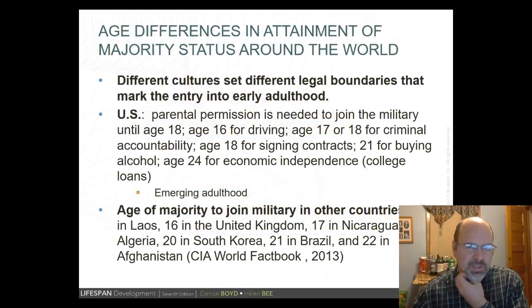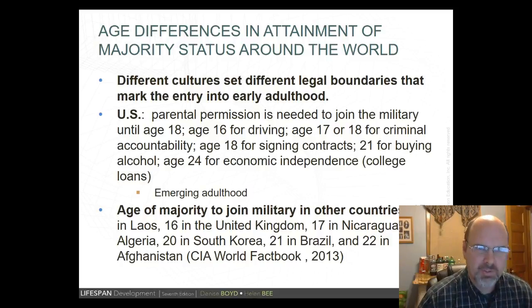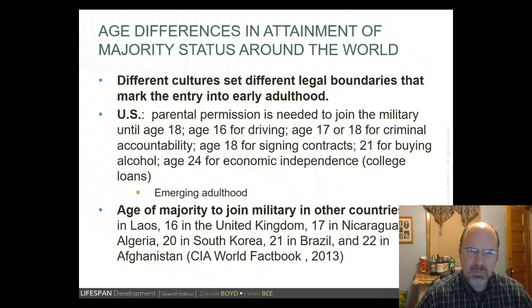Different cultures really set different legal boundaries that mark entry into adulthood. For instance, in Nebraska, it's 19, but if you cross the river into Iowa, it's 18. Some people use driving as a marker for adulthood, because you could also be waived into adult court for criminal accountability. Age 18 for signing contracts, 21 for buying alcohol, 24 for really being seen as economically independent.